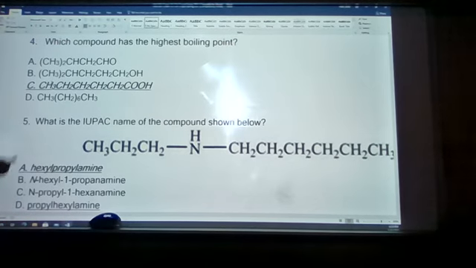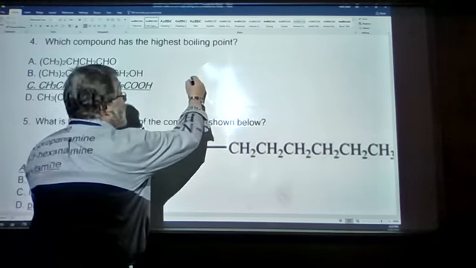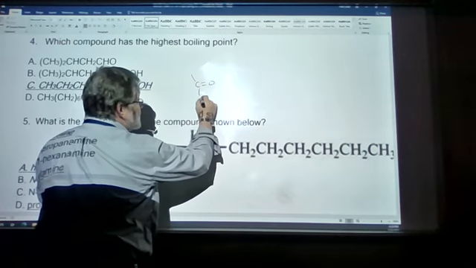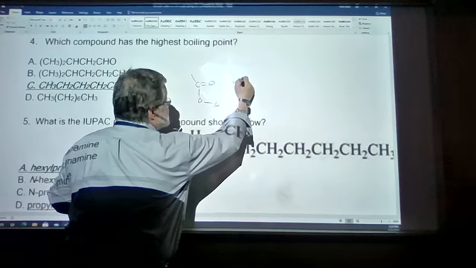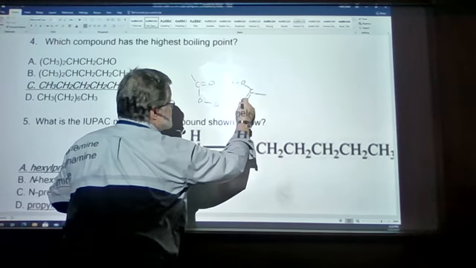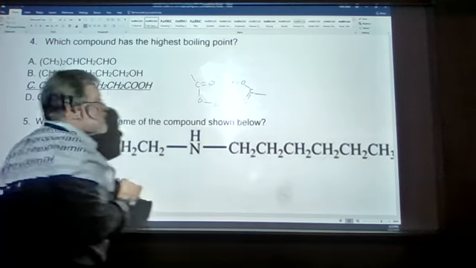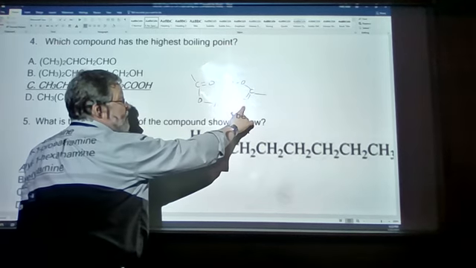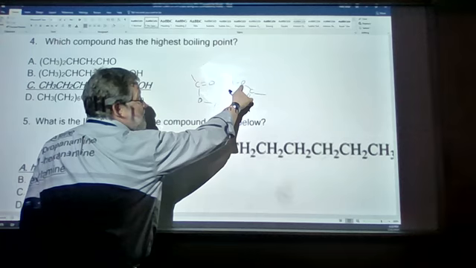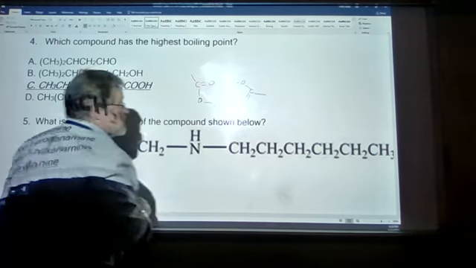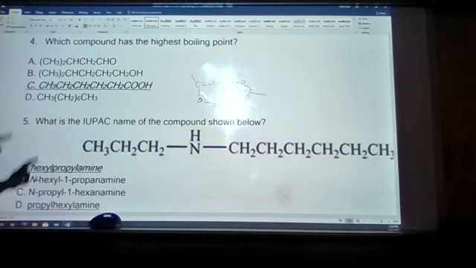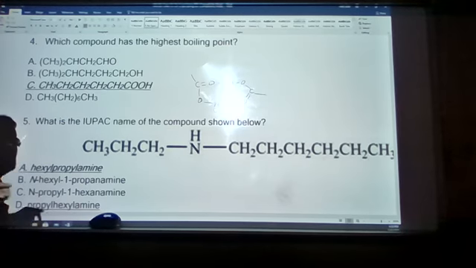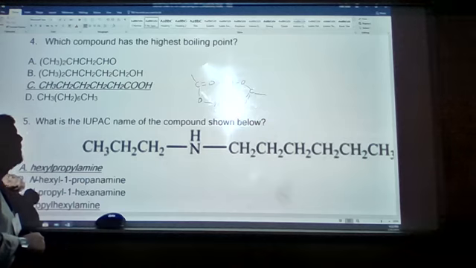Number 4, of the following compounds, which has the highest boiling point? The aldehyde, the alcohol, the carboxylic acid, or the hydrocarbon. Because the carboxylic acid can form 2 hydrogen bonds through space, a hydrogen bond from this hydrogen, which is directly attached to an oxygen here, through space to this oxygen, and this hydrogen, which is directly bonded to this oxygen, can have a through space interaction with this oxygen. So since carboxylic acids can form this dimer, this carboxylic acid has the highest melting and boiling point compared to everything else.